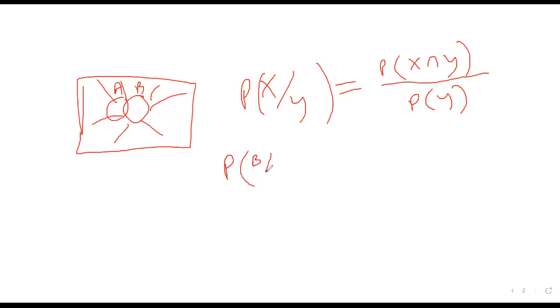My classes are interactive, so I need as much as possible your interaction. So if we had B given A, can somebody try? How do we expand this? What comes down? The probability of what? A. Probability A. Then on top, what are we going to have? A intersection B. Good. Probability of A. Probability of A intersection B. It's like a pattern. Just know this pattern.